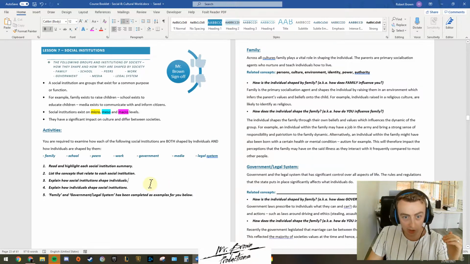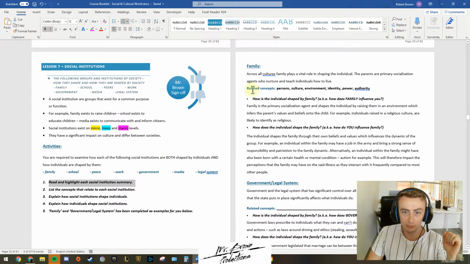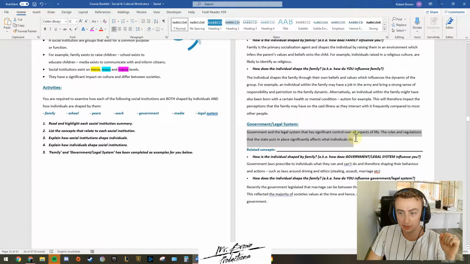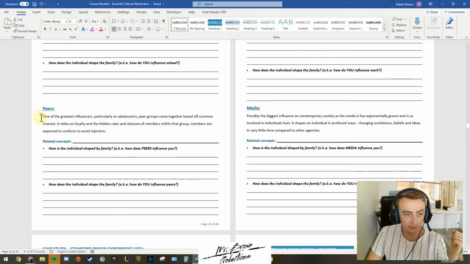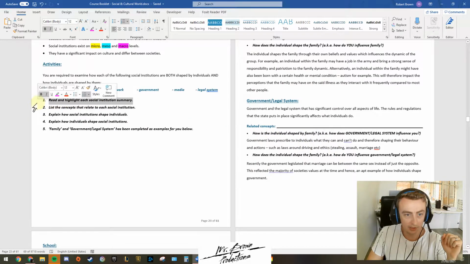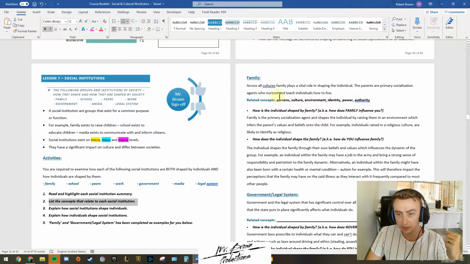So it's going to go like this in order. Step 1 is to read and highlight each social institution summary, which is basically at the top here. I've done a summary after each social institution that you can find there. So that's step 1. Step 2 is to then list the concepts that relate to each social institution. So for example, for family, there's a spot here for related concepts, which I've put there. You might find more, you might find less.